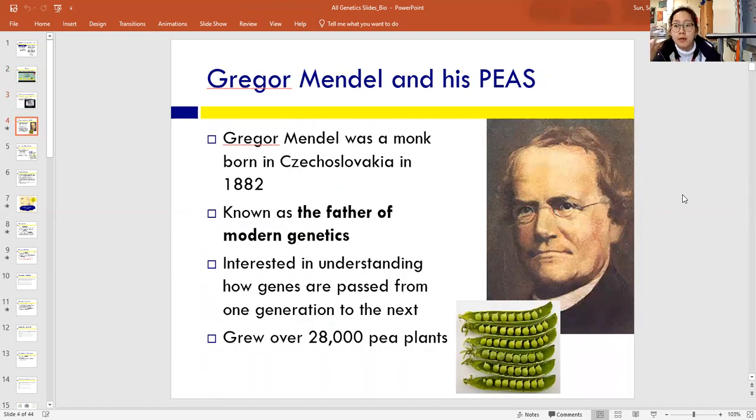Gregor Mendel was the man who discovered the laws of genetics that most organisms follow. He was a monk born in Czechoslovakia in 1882, and he's known as the father of modern genetics. He was interested in understanding how genes are passed from one generation to the next, so he observed the pea plant. The reason he used peas is because they're easy to grow, they grow really fast, they can be self-breeding, and you can grow a lot of them at once.